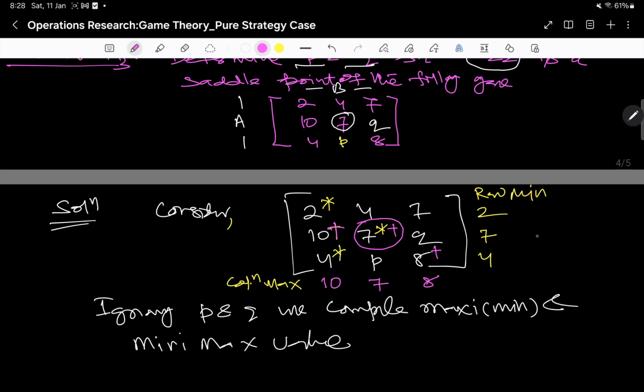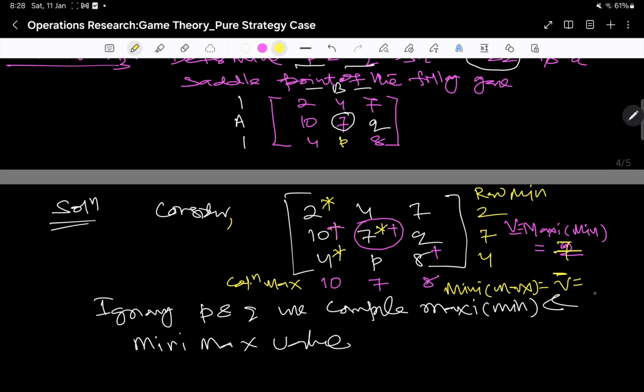Now this is the maximin value, V lower bar is equal to 2. And what is the minimax value? Here the minimax value, V upper bar, is equal to, sorry, 7.